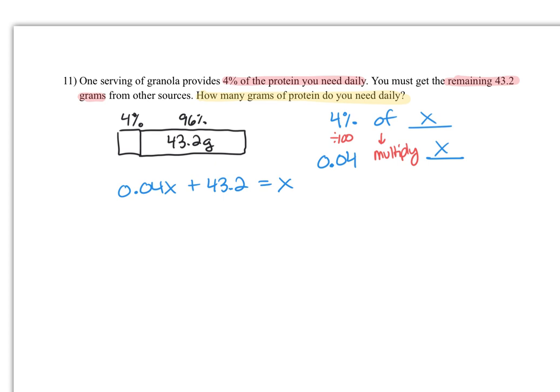So let's get all the x's on one side. If I don't want the 0.04x, how do I make that 0 x's? Not divide, minus. Good. Subtract 0.04x minus 0.04x. This gives me 0x plus 43.2, which is still just 43.2. That original just single x by itself, what number is really there in front of it? 1. So what's 1 minus 0.04?